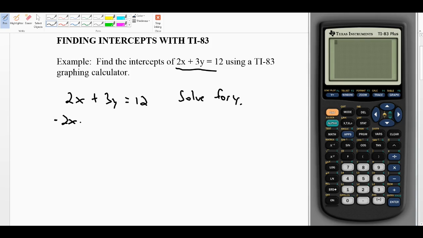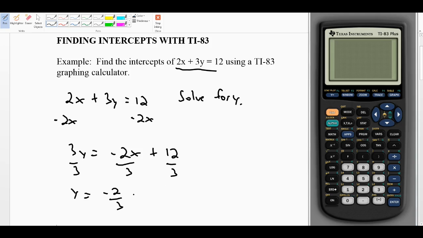So we're going to subtract 2x first to get the y term by itself. And I'm going to write the negative 2x first, just to have standard form. Then we're going to divide everything by 3, and I think this is probably the preferred way or the best way to do it. And then we end up with y equals negative 2/3 x plus 4.